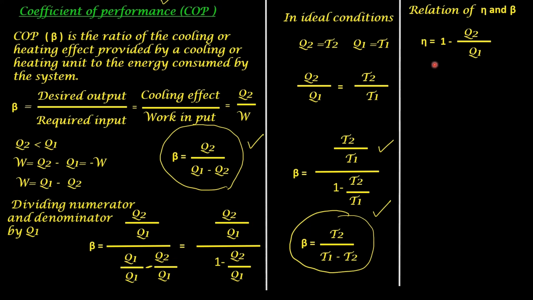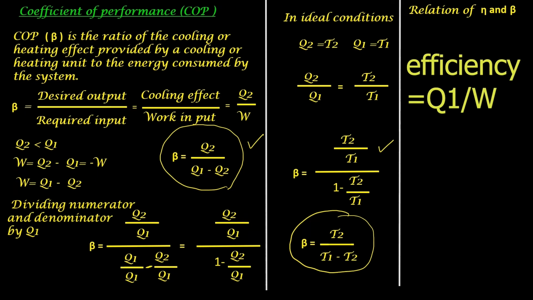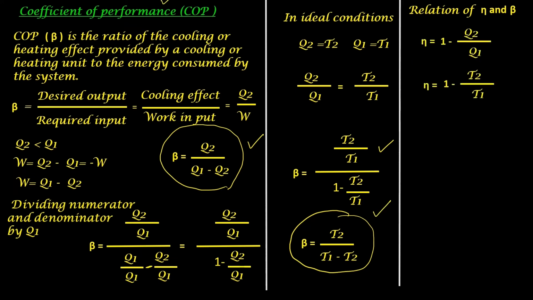We have already derived that in the previous video. Recall what is efficiency by definition. It is work done upon input Q1. Please compare this with the equation for beta, which is equal to Q2 upon W. Substituting for Q2 and Q1, it can be written as eta is equal to 1 minus T2 by T1. From this, we can get the expression.